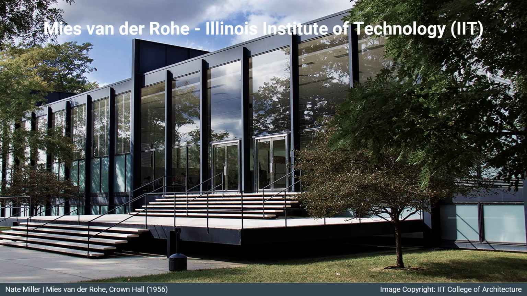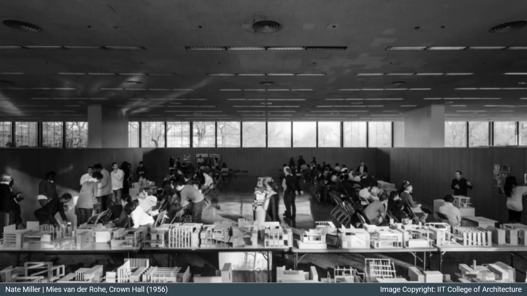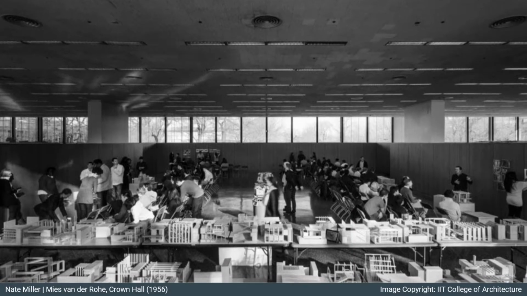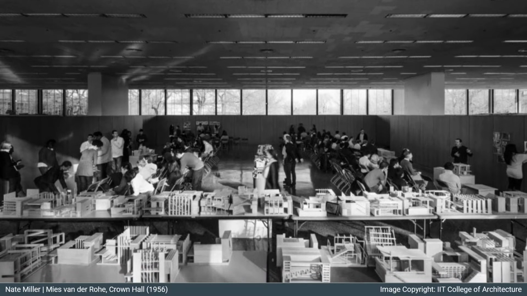Crown Hall is a high modernist building built for and still functioning as an architecture school. It was designed by Mies van der Rohe and built in 1956, located on the campus of Illinois Institute of Technology, IIT.